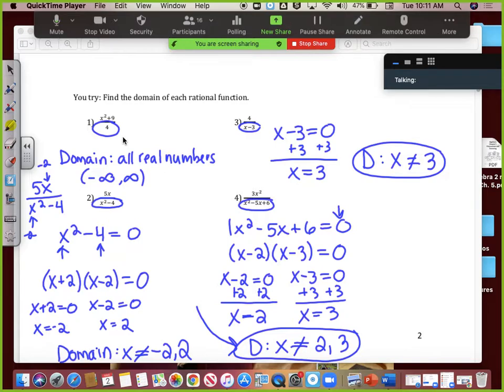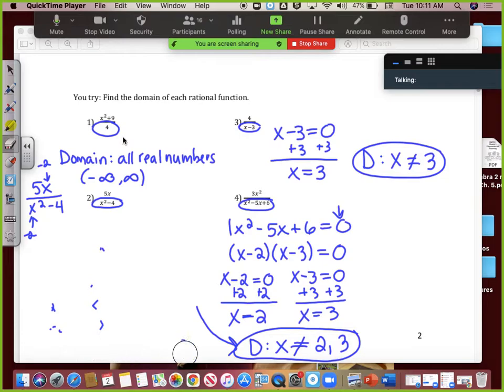So I do want to quickly go back to number 2 because I realize that there are some web assign problems, and sometimes things like this happen. I want you to realize that you can factor, but you can also do something else. So let me go back to number 2. Number 2 says 5x over x squared minus 4. So we want to see when x squared minus 4 is equal to 0.